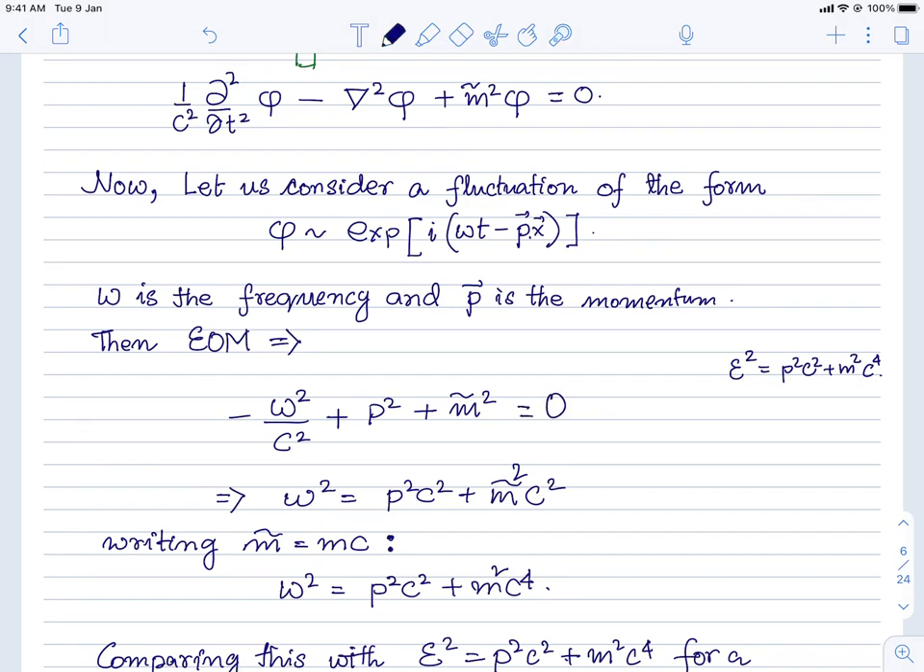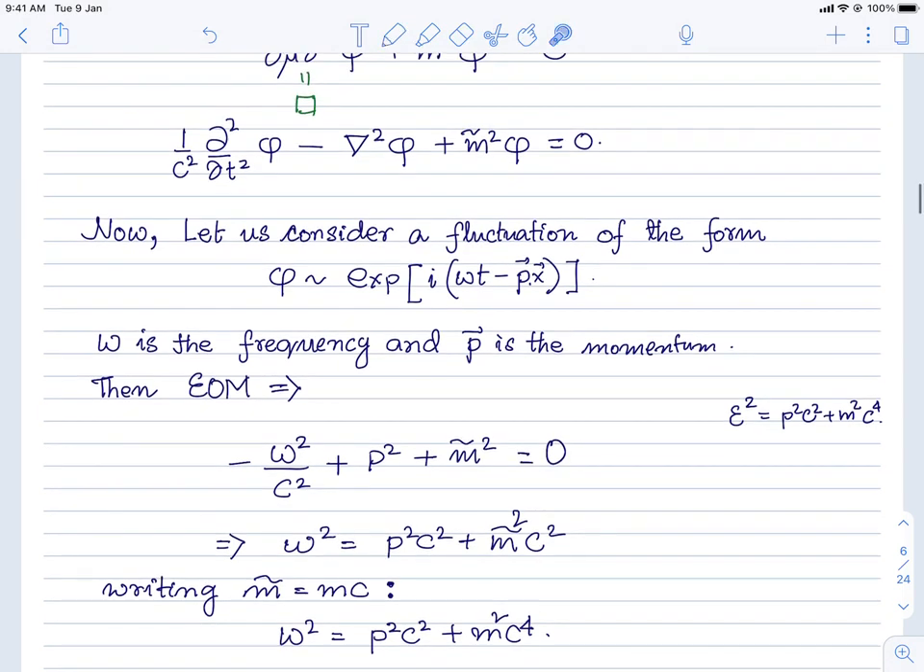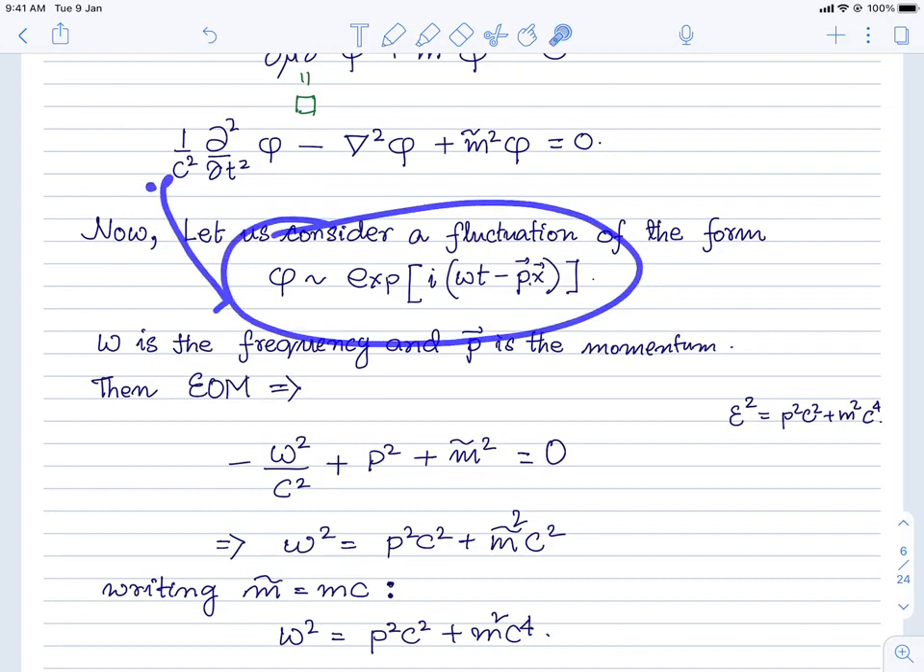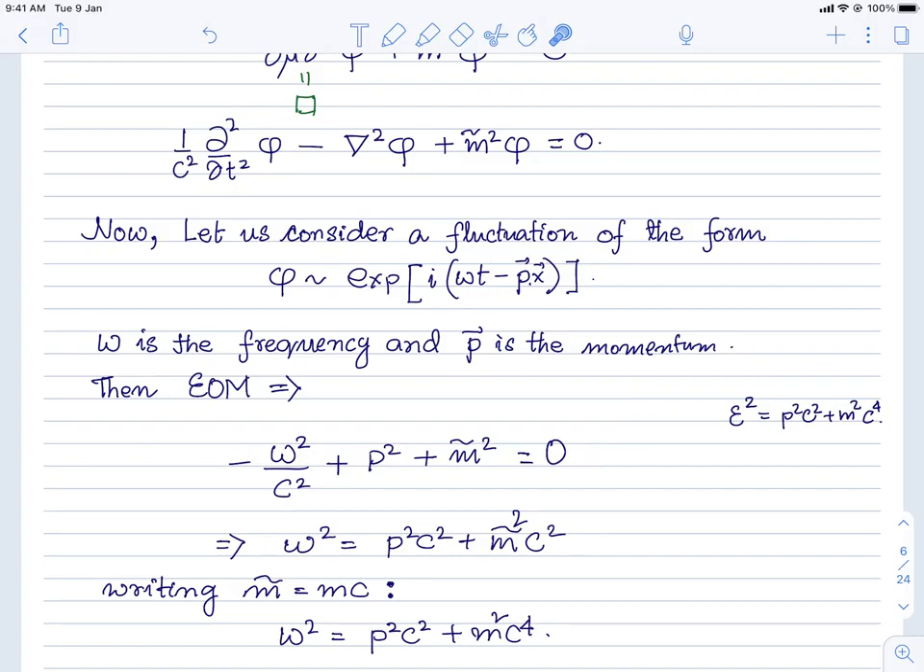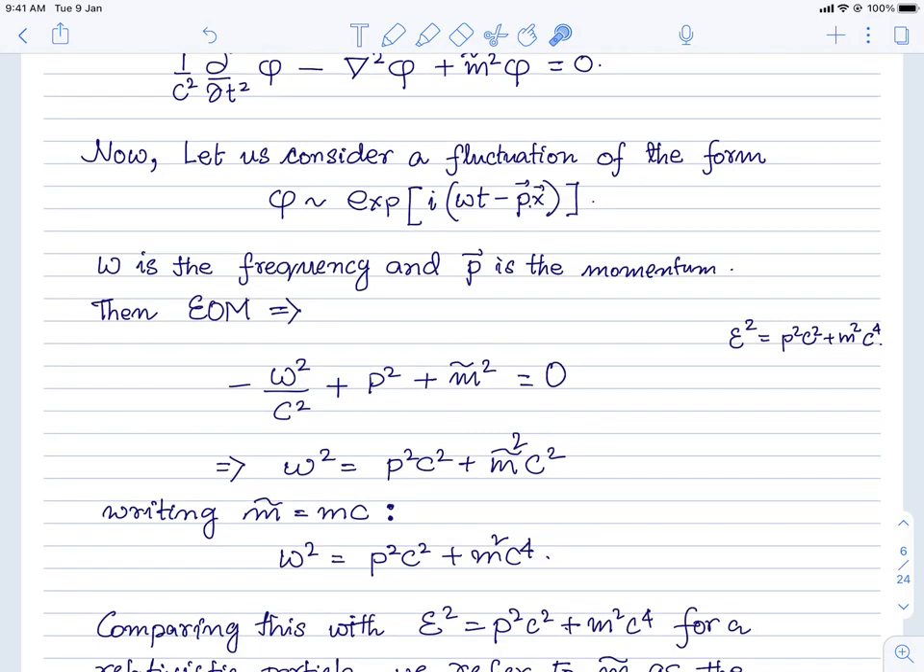So if we take this ansatz and plug it back into this equation, then we get back this condition. Now, if I write it down in the following form, I write omega squared equals p squared c squared plus m tilde squared c squared.